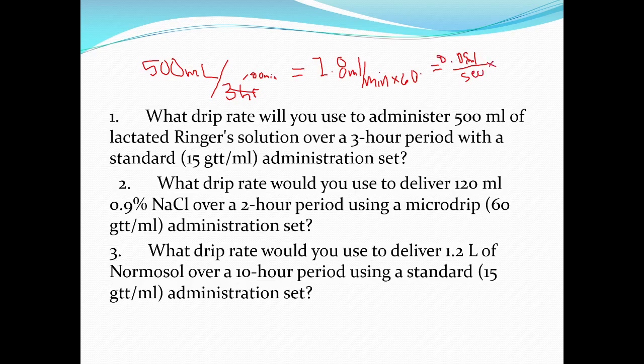Now we've got to convert to GTTs. If we know we're using 15 GTT per mil, all we have to do is multiply 0.05 times 15. That gives us 0.75 drop per second.